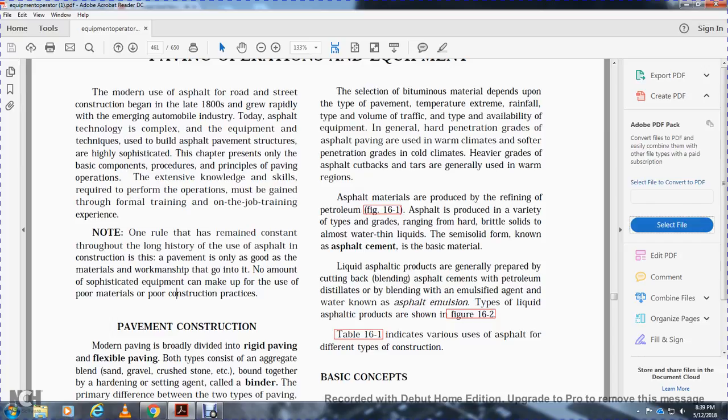Asphalt is produced in a variety of types and grades, ranging from hard and brittle solids to almost water-thin liquids. The semi-solid form, known as asphalt cement, is the basic material. Liquid asphalt products are generally prepared by cutting back asphalt cement with petroleum distillates, or by blending it with an emulsifying agent and water, known as asphalt emulsion. Types of liquid asphalt products are shown in Figure 16.2. Table 16.1 indicates the various types of asphalt for the different types of construction.